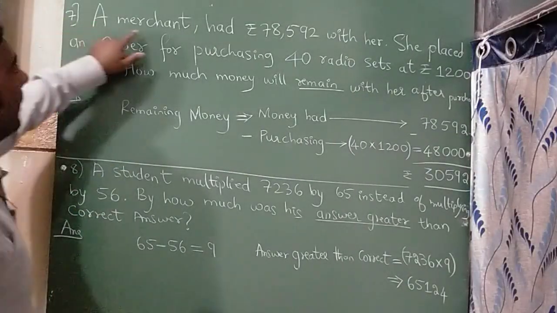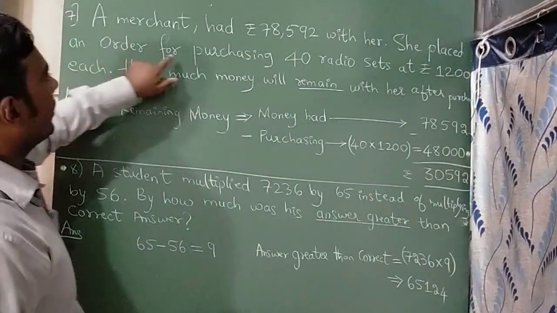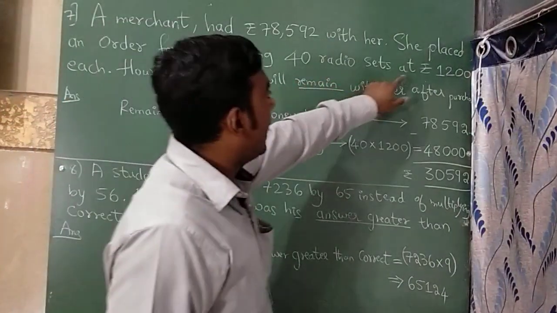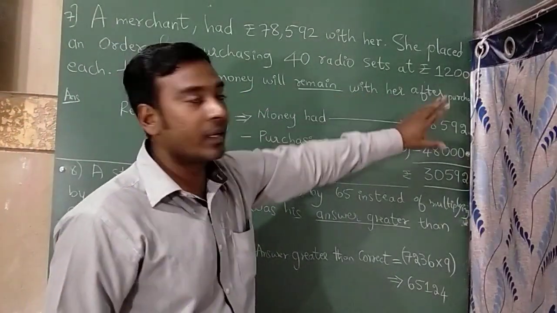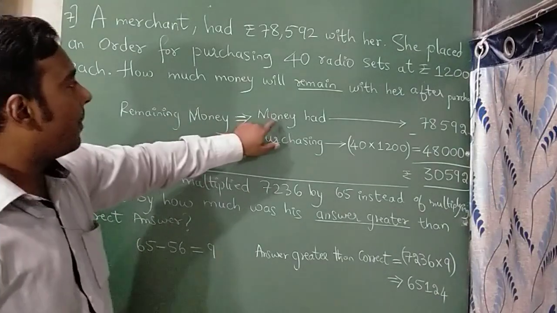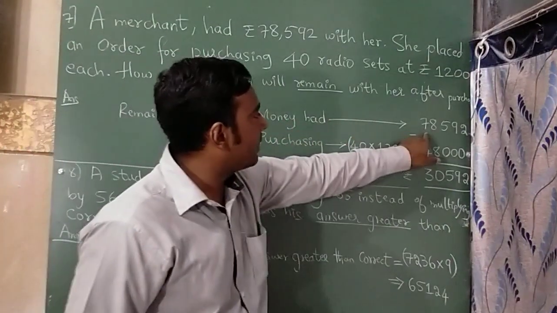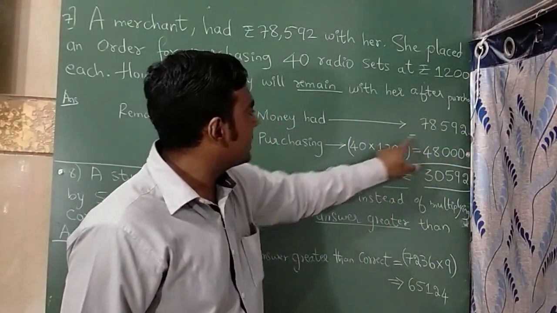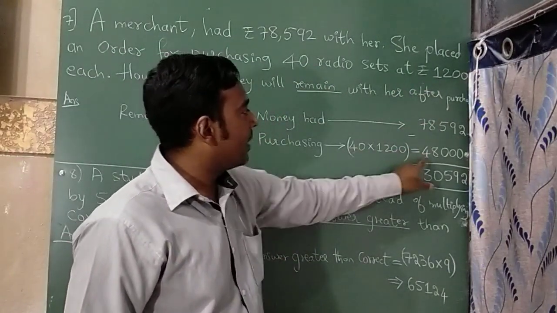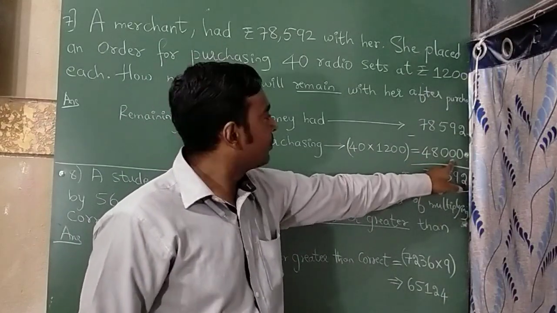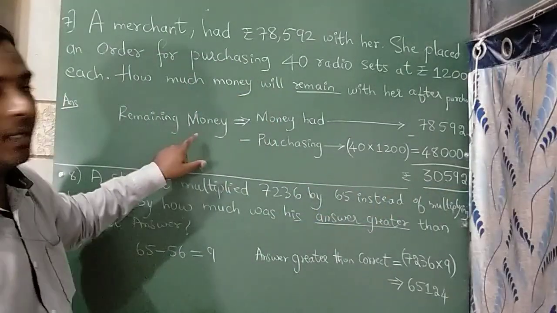Now the 7th question. A merchant had 78,592 with her. She placed an order for purchasing 40 radio sets at 1200 each. How much money will remain with her after purchasing? So money remaining means the money she had minus the purchase. How much has she purchased? So the money she had is 78,592 minus 40 radios at 1200 each. So 4 12s are 48, and the remaining zeros I have written here. If you subtract these two, you will get 30,592 rupees as the remaining money.